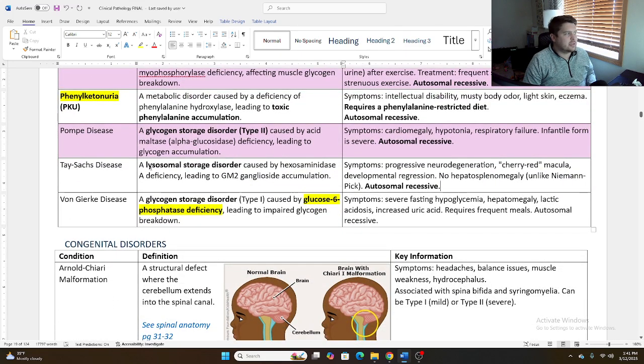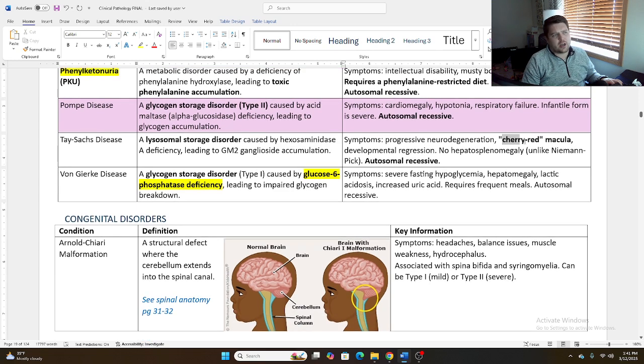Tay-Sachs disease. This is a lysosomal storage disease. Here we get a cherry red macula, so the back of the eye. Those are the only things that they really ask you about Tay-Sachs disease. It would mention something like, upon eye exam, you see a cherry red macula.